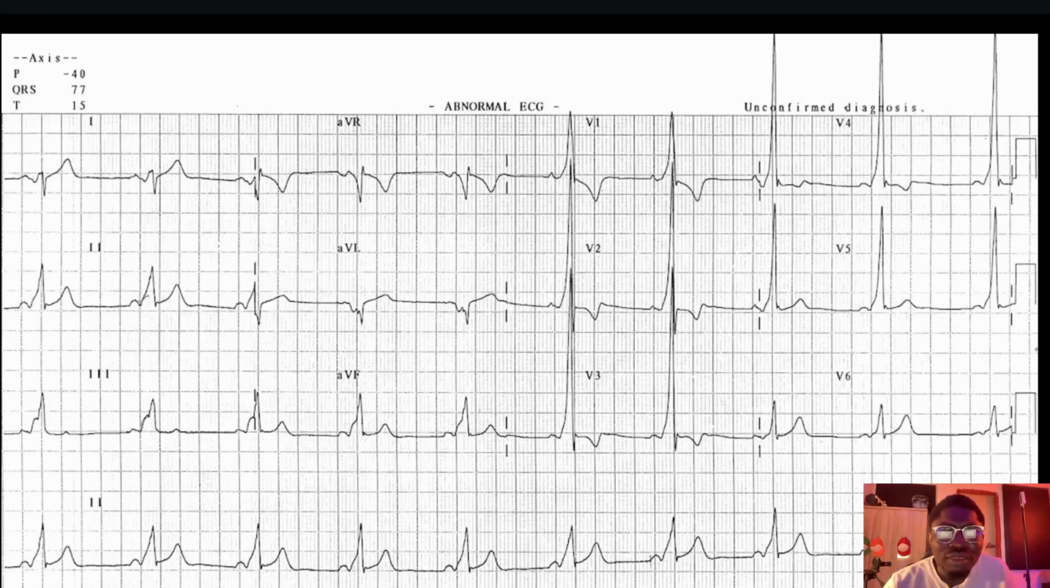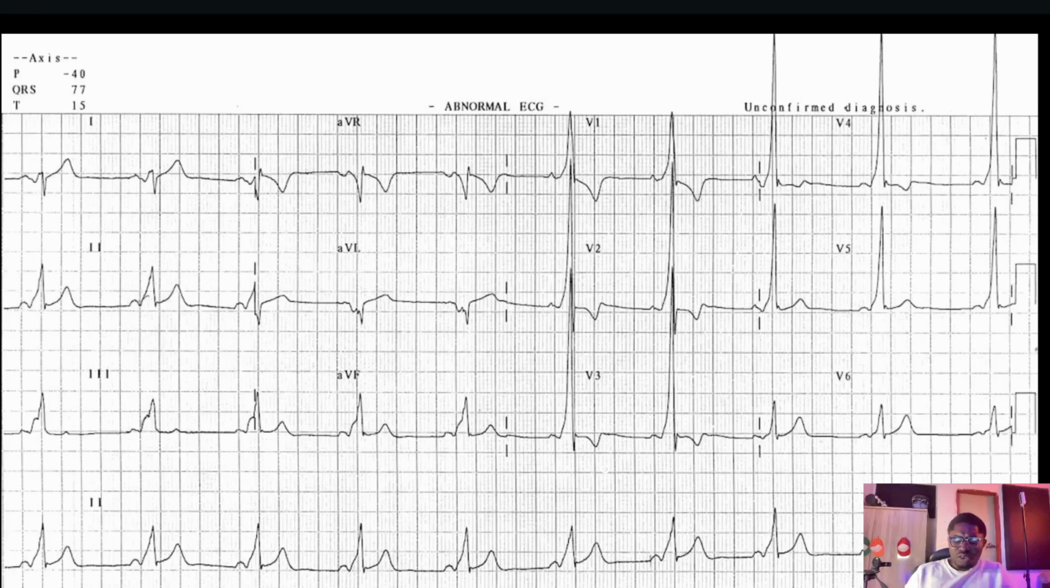There's no ST elevation. Oh, actually, there is mild ST elevation on leads 2 and AVL, right? Yep, that's just about it. And then we notice ST depression on leads 1, 2, and 3. Right? ST depression on leads 1, 2, 3. This seems to suggest a posterior MI, a posterior infarct, right?